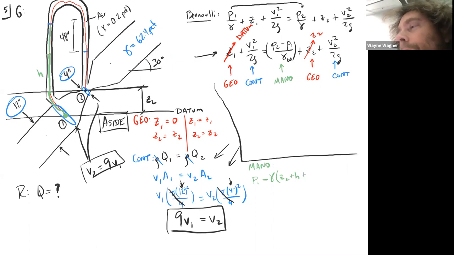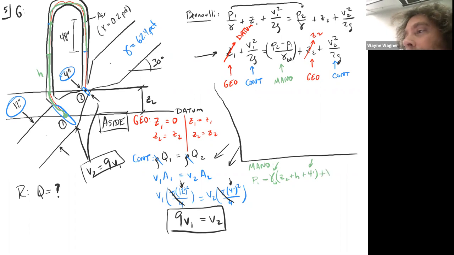Plus, now I'm definitely going to want to use feet because the gamma is in PCF. So that's a gamma of water, excuse me, and that's in pounds per cubic foot. So this needs to be in feet. Okay, now I'm right up here, and I'm going to add, because I'm going to come back down. I don't care about this bit, but now I'm going to come back down.